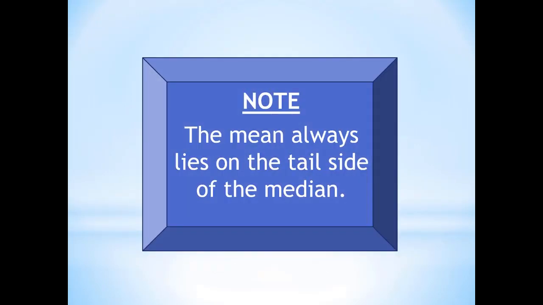We have another note. The mean always lies on the tail side of the median. So if you have a skewed distribution, either skewed left or skewed right, the mean is going to be farther to the tail side than the median will be. So if you have two values that you're comparing, you can always know which one's the mean and which one's the median, because the mean will be farther towards the tail.